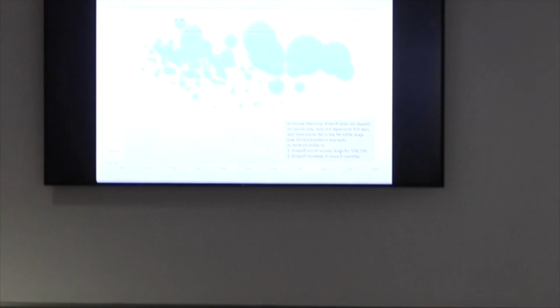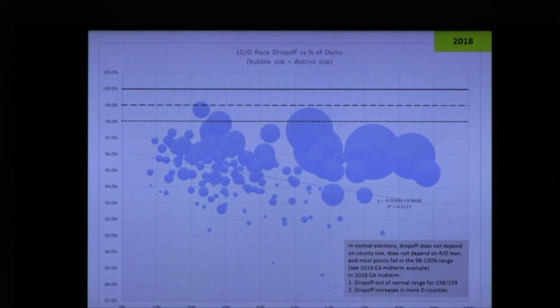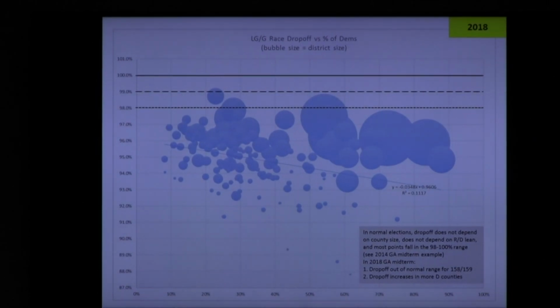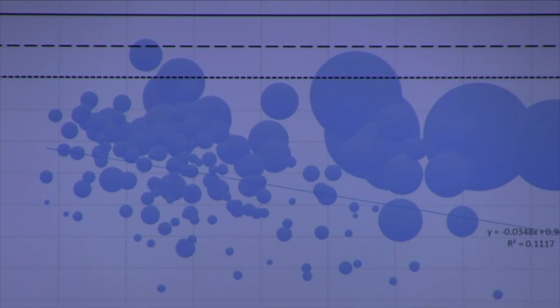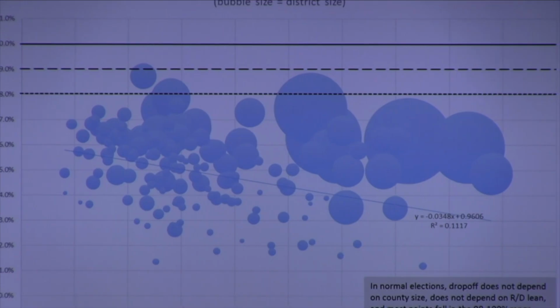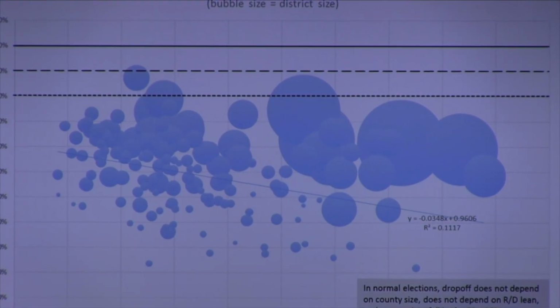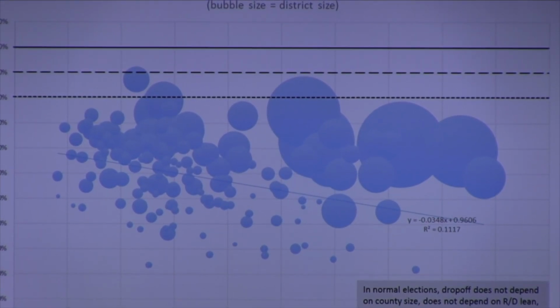All right, let's go to the next one. This snow globe is my race. Yeah, this isn't normal either. So what we see here is out of 159 counties, there's only one that is still in that normal range of 2%. It's Bartow County, by the way.